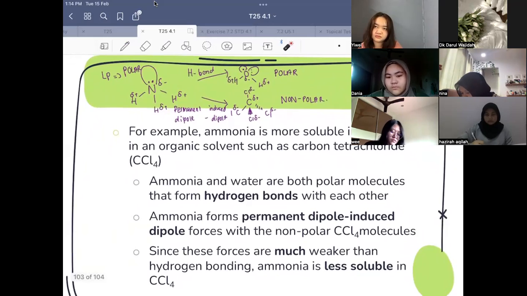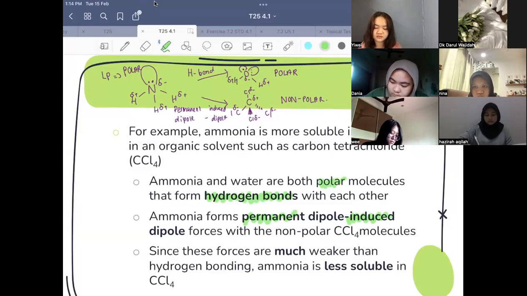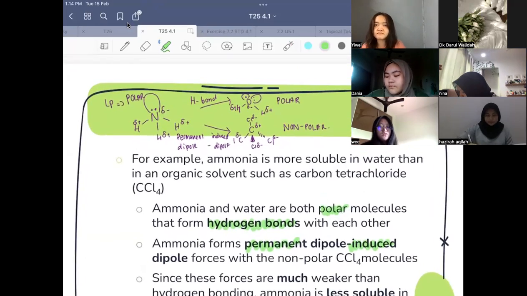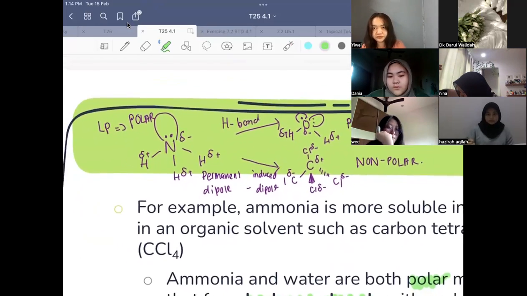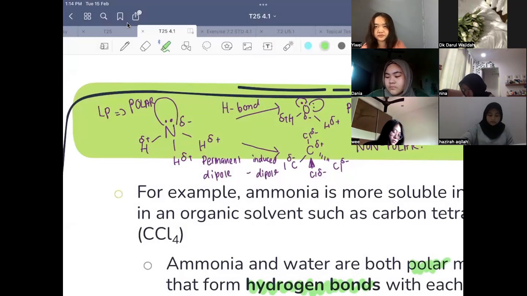So here, ammonia and water are both polar molecules that form hydrogen bonds. Okay, so we've already looked at this. Ammonia forms permanent dipole, induced dipole forces with the nonpolar CCl4. Since these forces are much weaker than hydrogen bonding, ammonia is less soluble in CCl4. Okay, is everyone okay with this? Can follow? Right. So if you want to copy this down, you can, but everything is already explained in words.